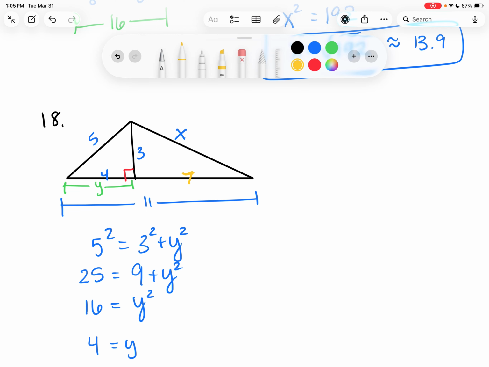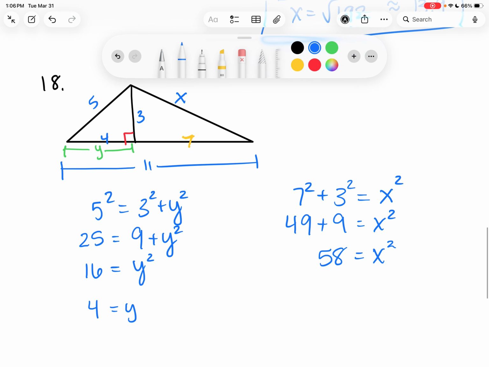So that side length, sorry, that's kind of hard to see. So that side length is 7. So now I can actually solve for x. How would I set this one up? 7 squared plus 3 squared is equal to x squared. 49 and 9. 58 equals x squared. Then what? Square root of 58 is equal to x.